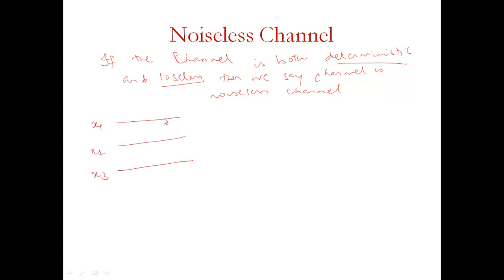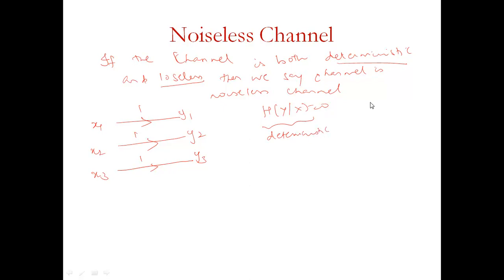Say x1 knows it is transmitting only to y1, and y1 knows it is receiving only from x1. So the noiseless channel representation is very easy. It is something like this: x2 to y2, always with probability 1. Whenever we say deterministic, then H of y given x will be equal to 0.